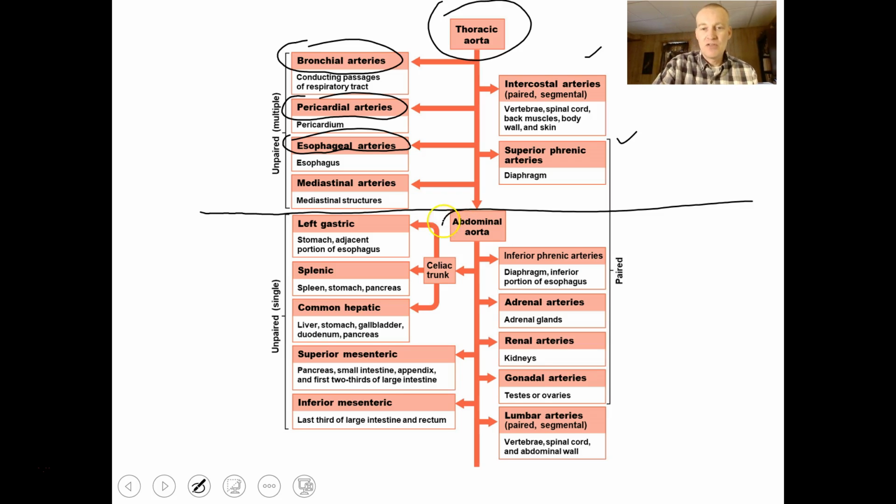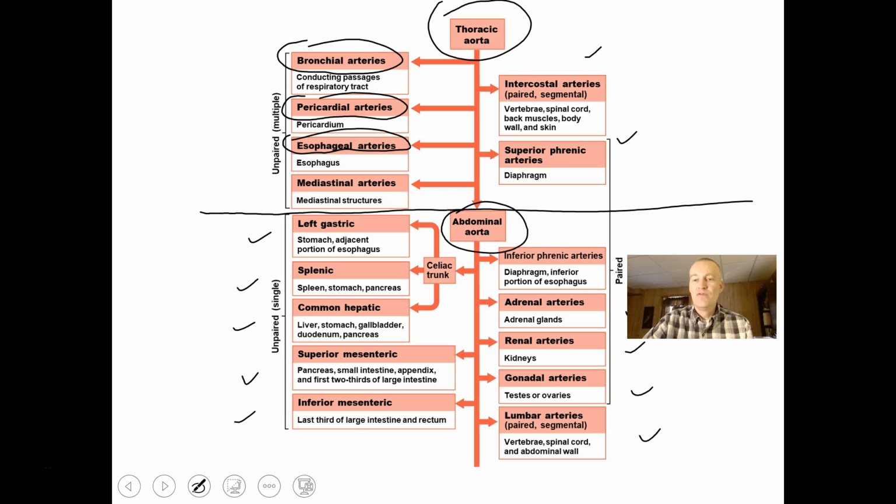Coming down to the abdominal aorta, once we get into the abdomen, then we're basically feeding the stomach, feeding the spleen, feeding the liver, feeding all the internal organs like the intestines. We're feeding the diaphragm and lower portions of the esophagus, the adrenal glands, the kidneys, the testes, vertebrae, spinal cord, abdominal wall. Everything gets fed because we have branches coming off of these major arteries.